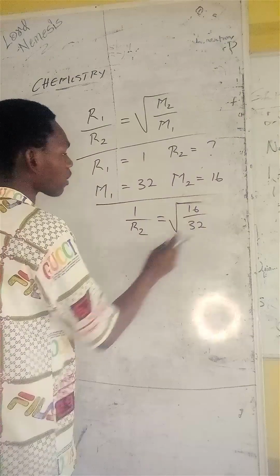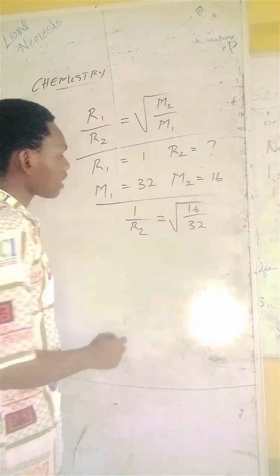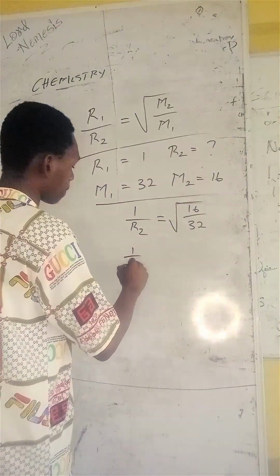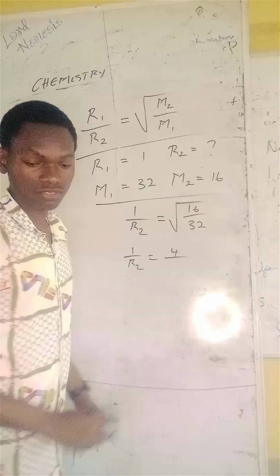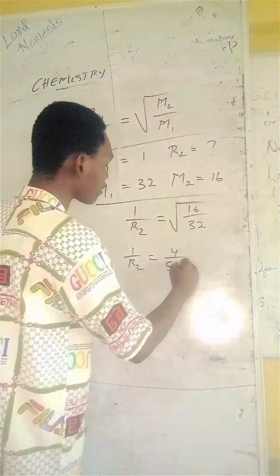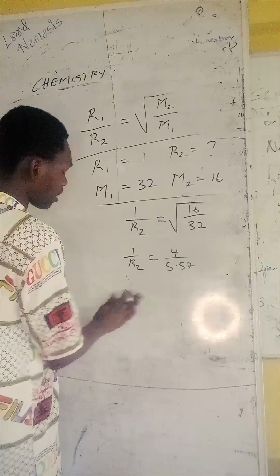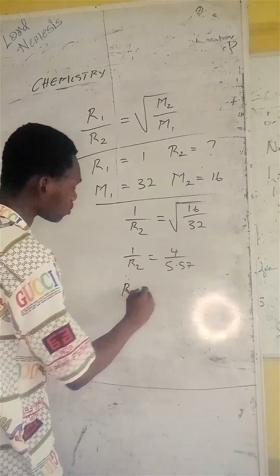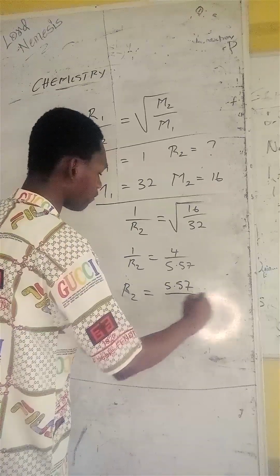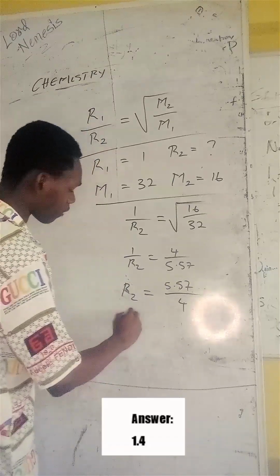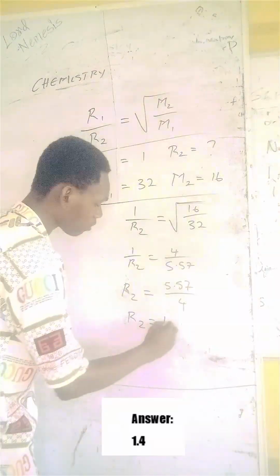So first, we take the square root of 16 and 32. The square root of 16 gives us 4, and the square root of 32 gives us a decimal, which is 5.57. Then we multiply both sides, and R2 will give us 5.57 divided by 4. So our final answer will be R2 equals 1.4.